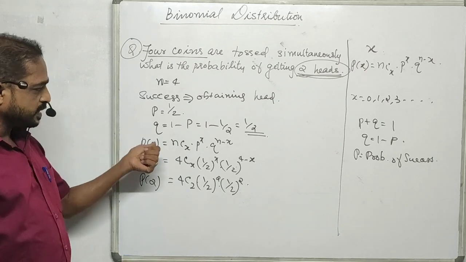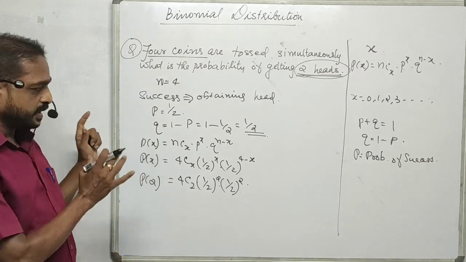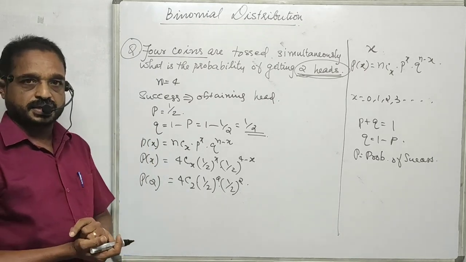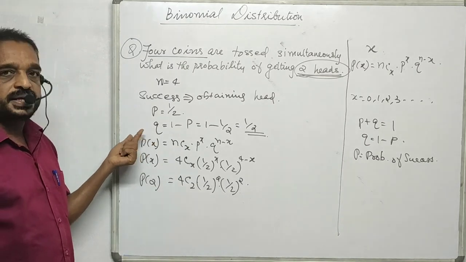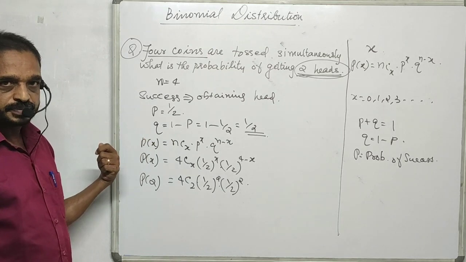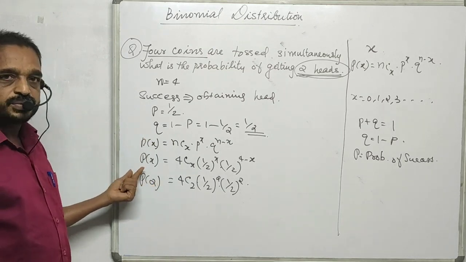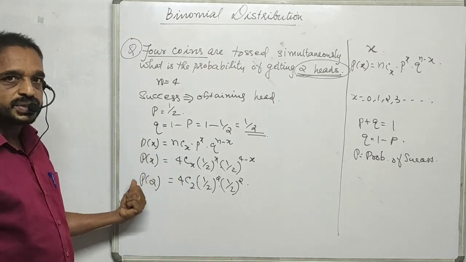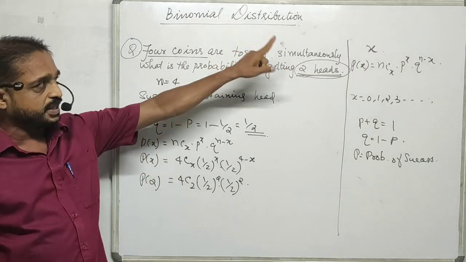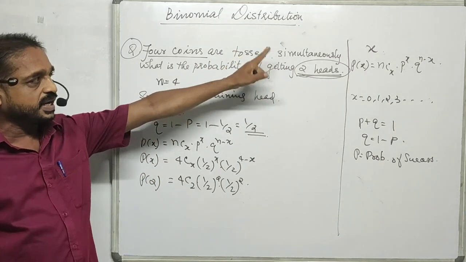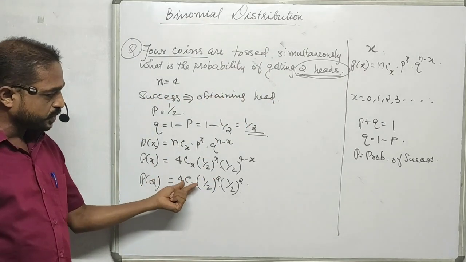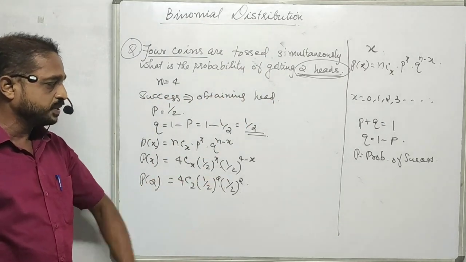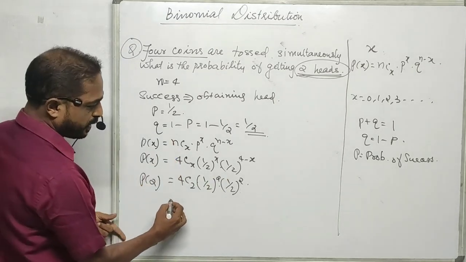What is the meaning of P of x? You must understand the meaning of P of x technically. P of x is the probability of getting x successes. So P of 2 is the probability of getting 2 successes, that is the probability of getting 2 heads. Obtaining head is defined as success here. So P of 2 is equal to 4C2, 1 by 2 raised to 2 into 1 by 2 raised to 2.